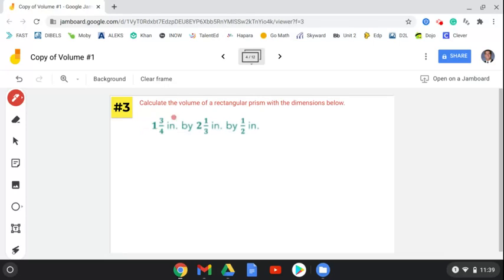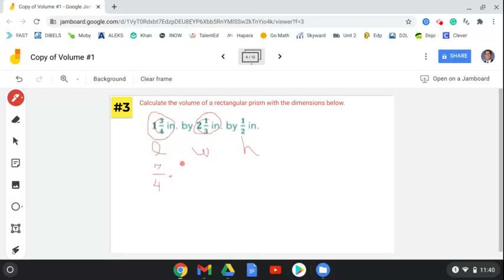Number 3 here, calculate the volume of a rectangular prism with the dimensions below. And so if it's this by this by this, that's telling me the length, the width, and the height. And we know that if we're multiplying, it doesn't really matter what order we multiply in. I could do H times W times L, or H times L times W, because when you multiply, right, you'll get the same product. The order does not matter. So because these two are mixed numbers, let's make them improper so that we can multiply. So 1 3/4, by using the C method, I would get 7/4.